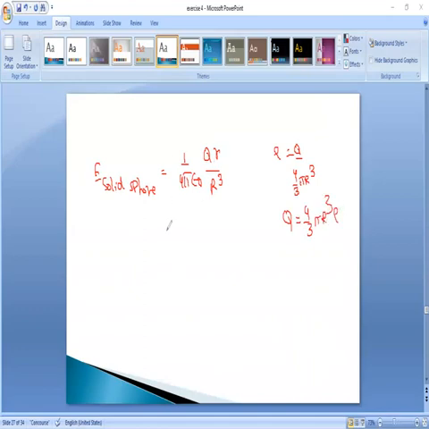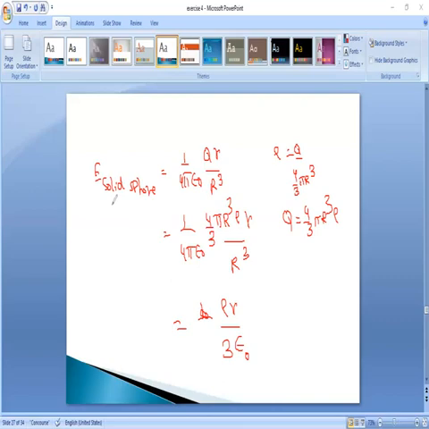Now if you substitute the same thing, 1 by 4 pi epsilon naught into 4 by 3 pi R cube rho into small r by capital R cube. Pi and pi will get cancelled, 4 and 4 will get cancelled, R cube and R cube will get cancelled. Finally, you will have only rho r by 3 epsilon naught. This is the total electric field intensity at a point inside due to a solid sphere of uniform charge density.